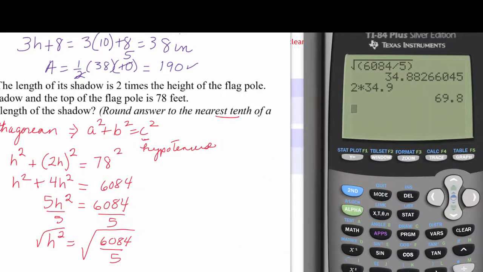All right, so I went to the calculator and I took the square root of 6,084 divided by 5, and I got 34.8888826, etc. But they wanted these answers to the nearest tenth, so that's about 34.9 feet for our height, the height of the flagpole. And then remember that the length of the shadow is twice that. So we multiplied by 2, and that gave us 69.8 feet. Hope that helps.